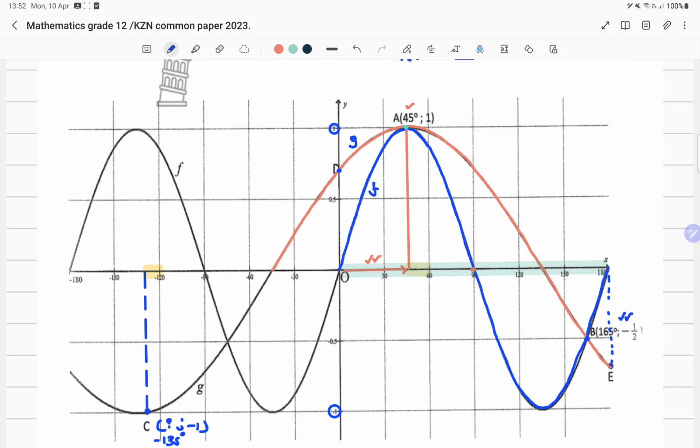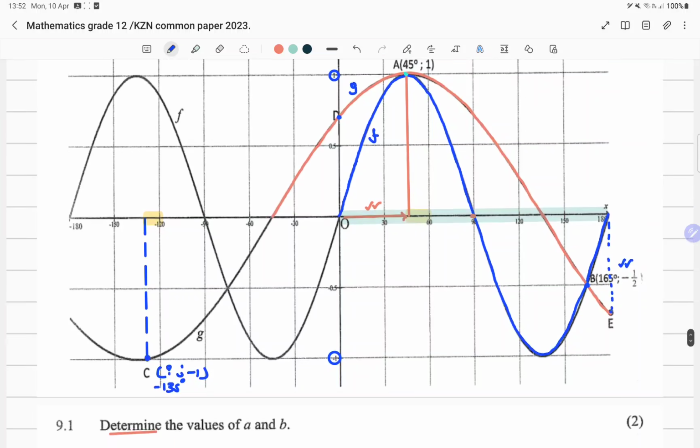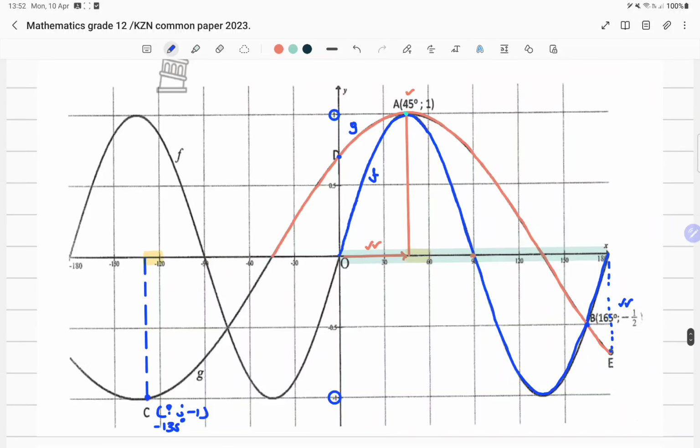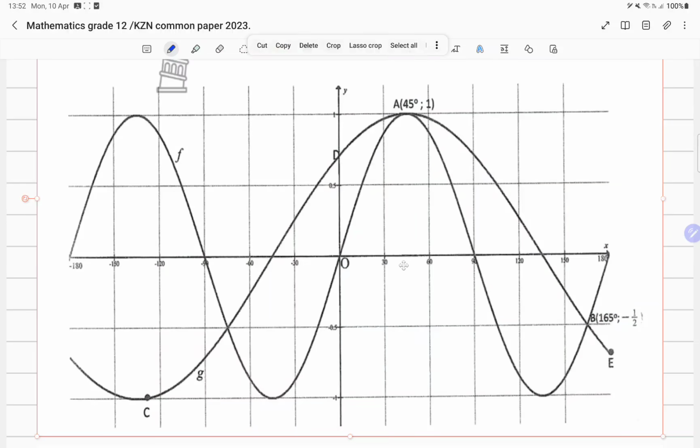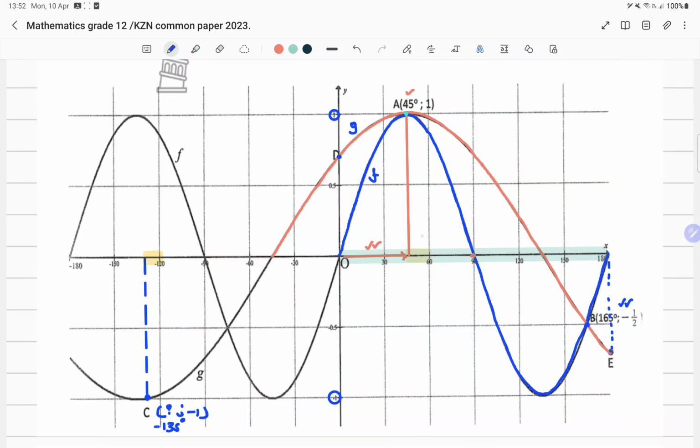So what we can say is, we can just use this interval with some constraints, because we can see that except for this point where x is 45 degrees, the graph of G is above the graph of F all the way until that point of intersection.